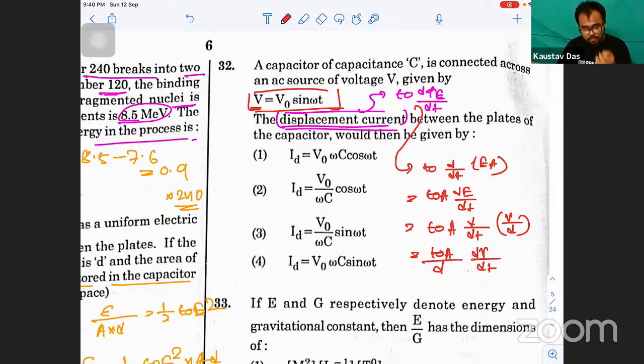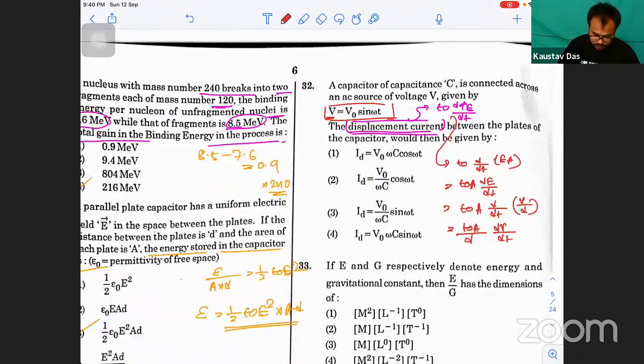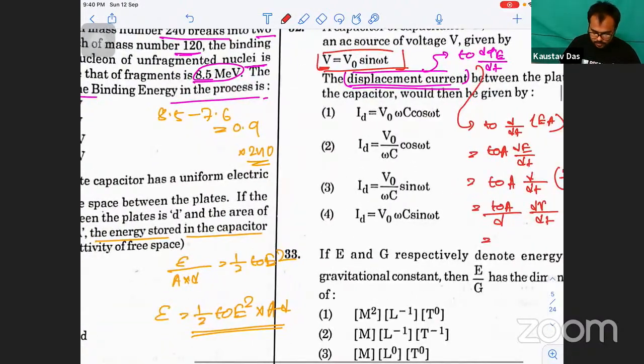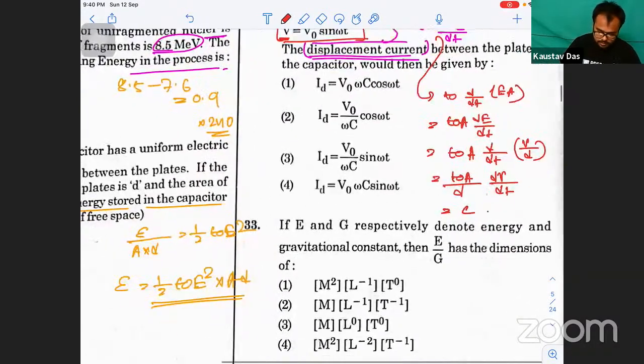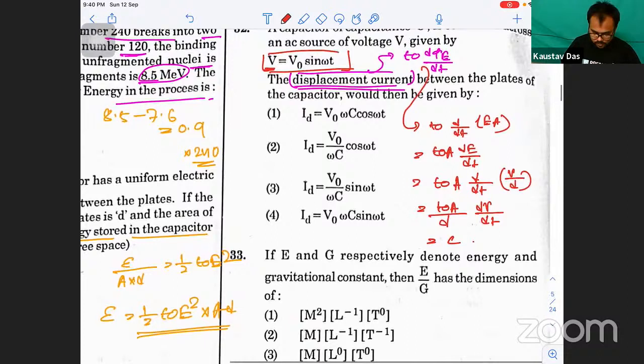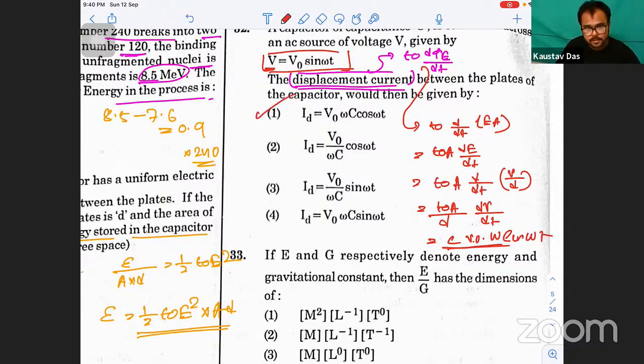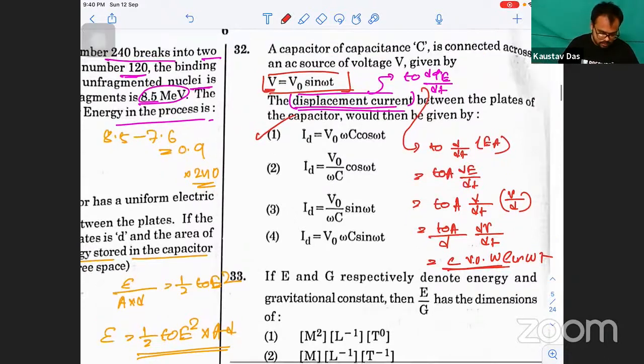This was a little tricky. If you have forgotten the formula of displacement current, it will be quite difficult to give this answer. So epsilon naught A by d automatically becomes C, the capacitance of the parallel plate capacitor. So it is C, and if I differentiate the sine function, it is going to be V0 into omega cos omega t. So C V0 omega cos omega t comes in option number 1 as our correct answer. So option number 1, I_D equals V0 omega C cos omega t is going to be your correct answer. Yes, question number 32 is over.